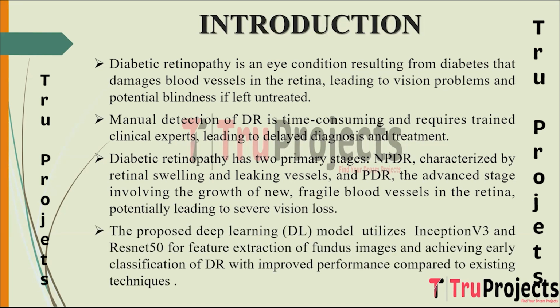The proposed deep learning model aims to automate the detection process using neural networks like Inception V3 and ResNet50. These networks are adept at feature extraction from fundus images of the back of the eye, and classifying them into different stages of diabetic retinopathy. By leveraging these advanced neural networks, the model can potentially provide early and accurate classification of DR, diabetic retinopathy, improving upon the performance of existing detection techniques.